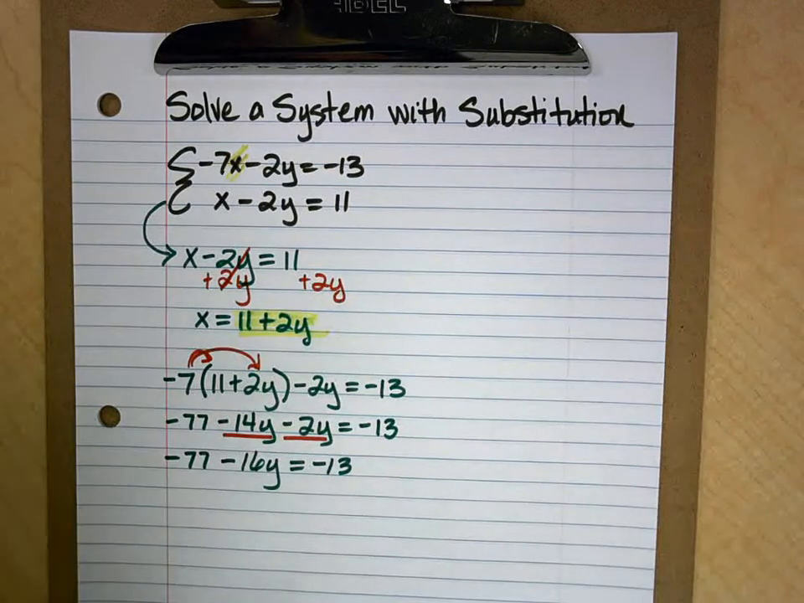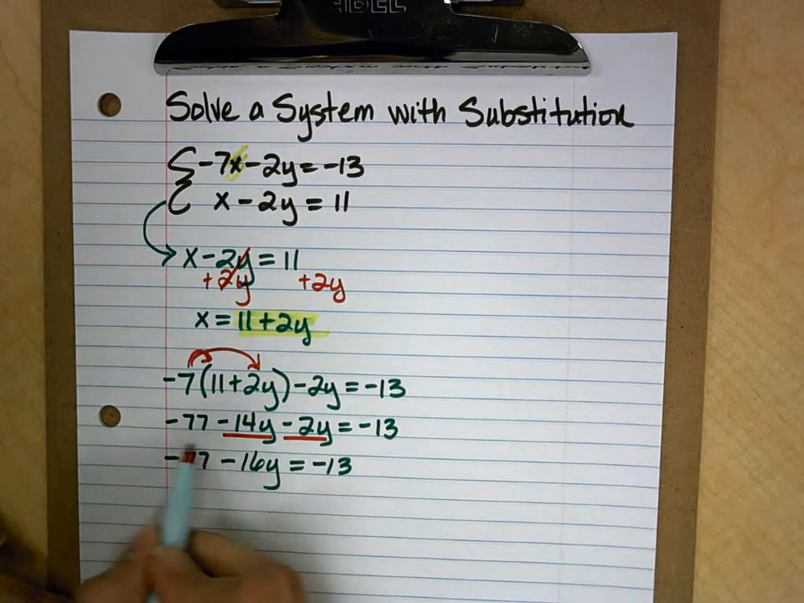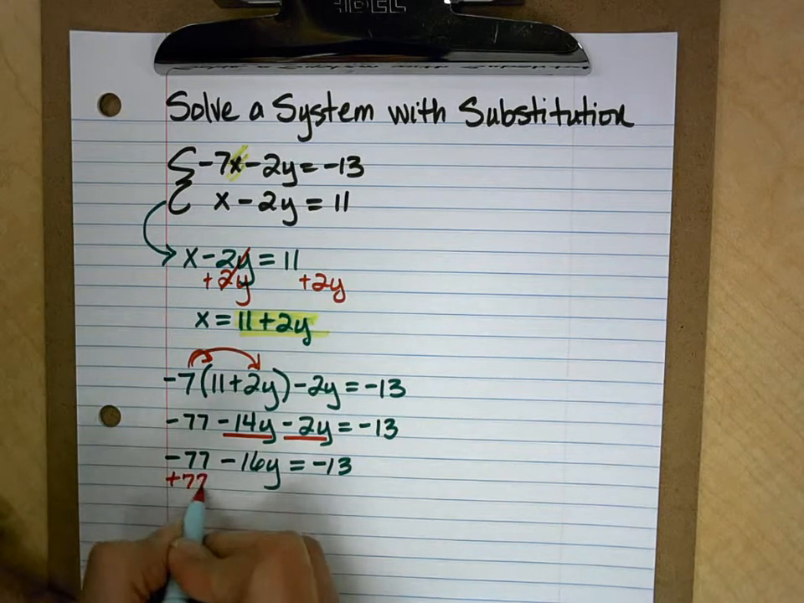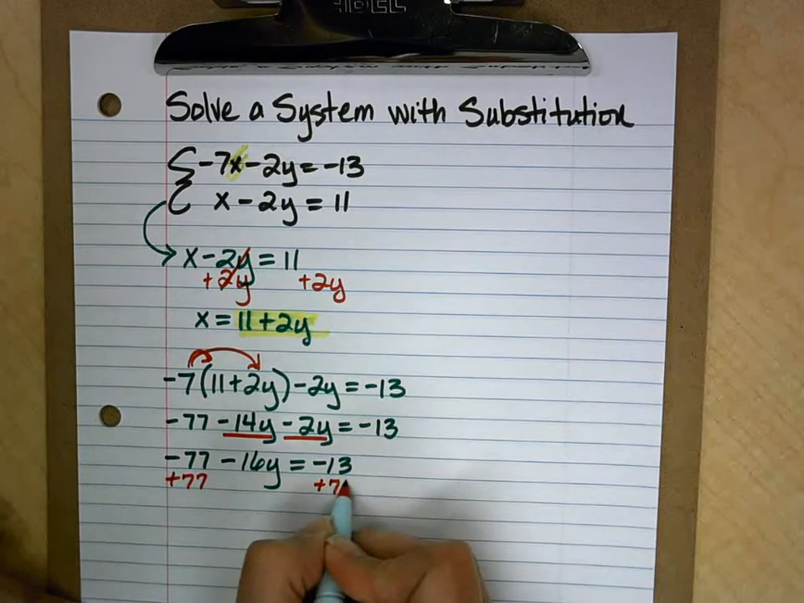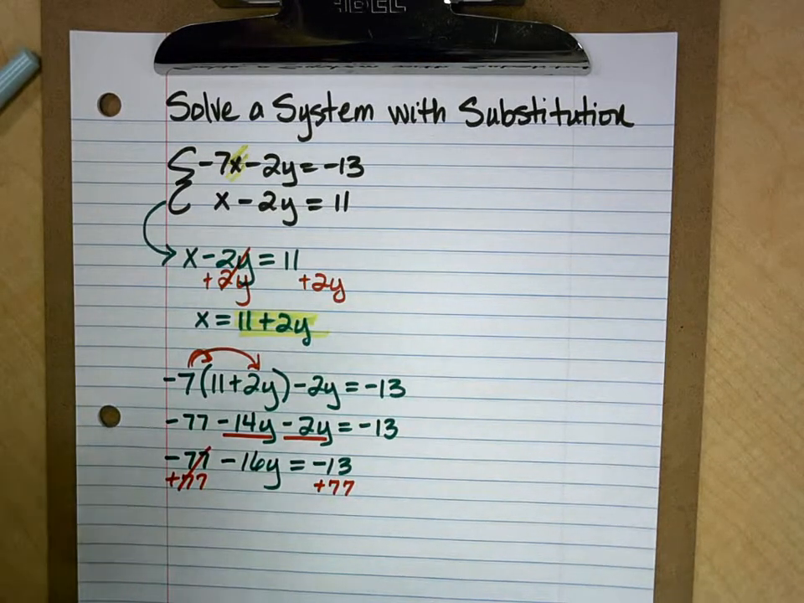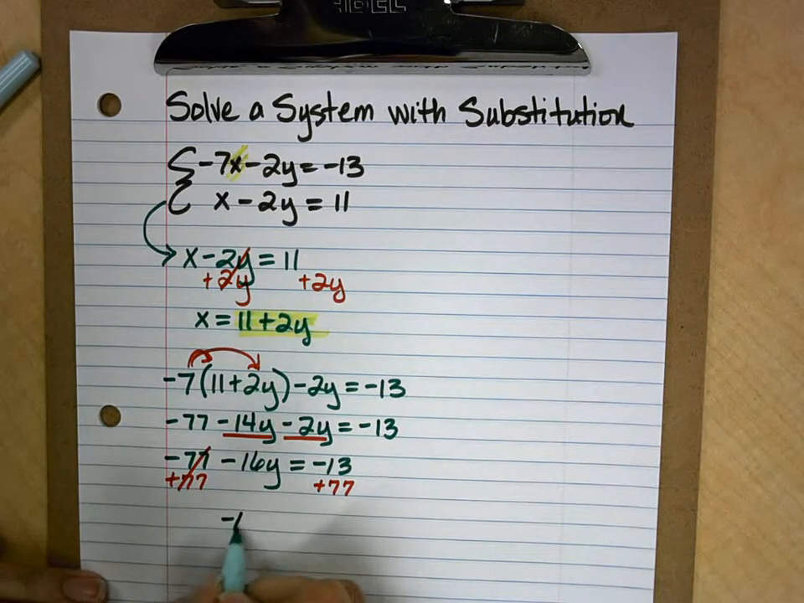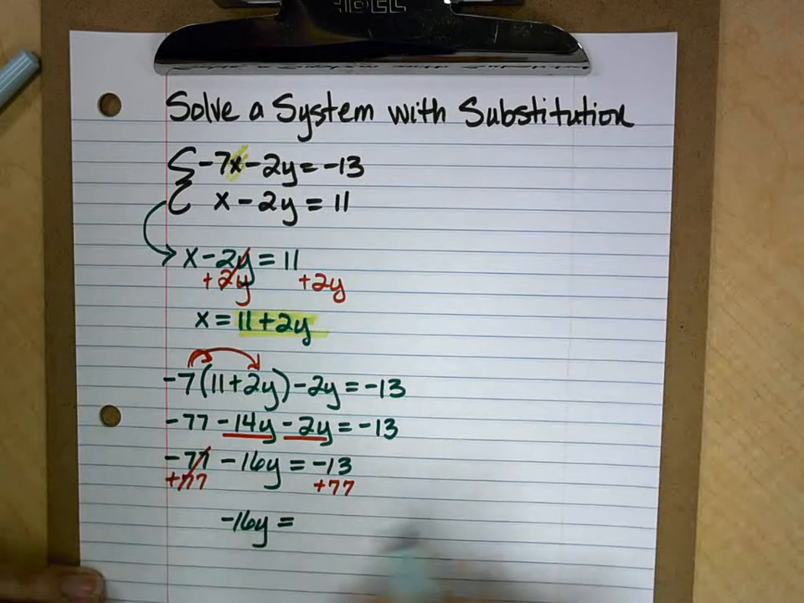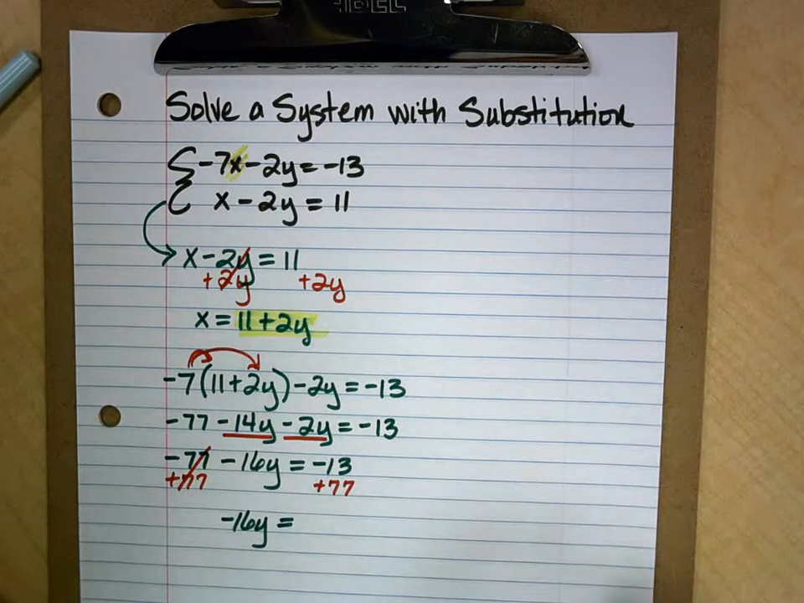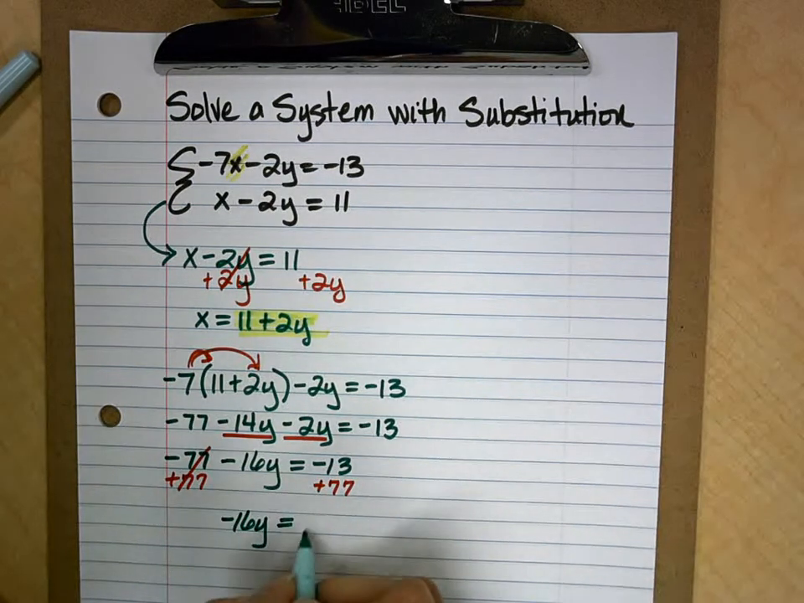I have a two-step equation here. This 77 is negative, so in order for me to turn it into a 0, I have to add 77. Whatever I do to one side, I must do to the other. These now cancel out. I have negative 16y equals, and now I have some integer math here to do. I have a negative 13 plus a positive 77. And that's going to be 64.